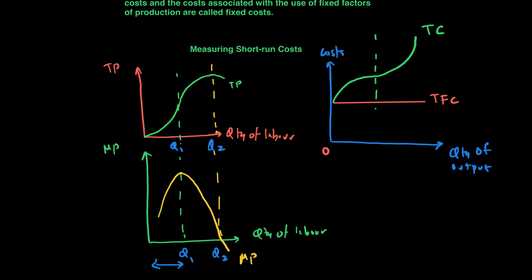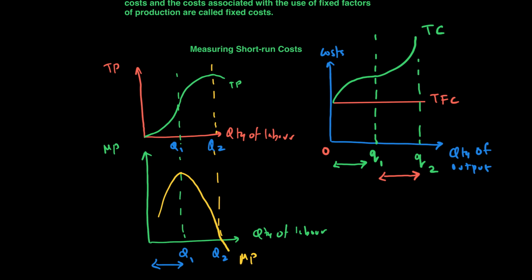Let's say Q1 workers make small q1 output. Q1 workers are 2 workers, and 2 workers make, let's say, 20 units. So this is 20 units of output. Then beyond that, from Q1 to Q2, total cost is rising at a slower rate. So here total cost is rising at a faster rate, then a slower rate, and then total cost rises at a faster rate. Why is that so?